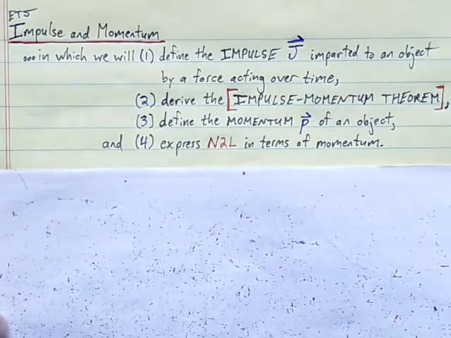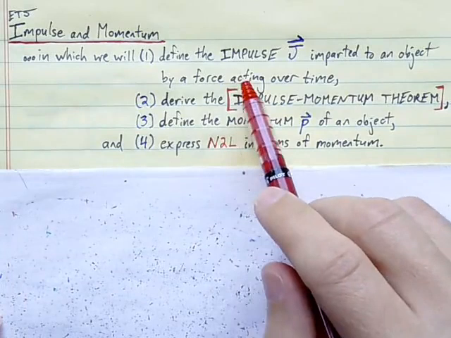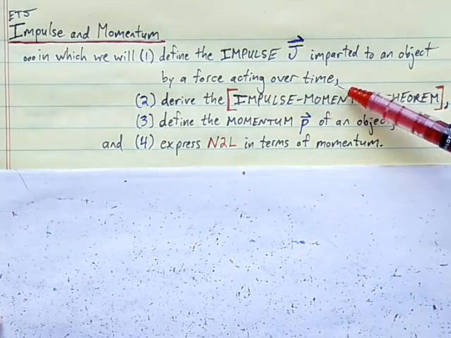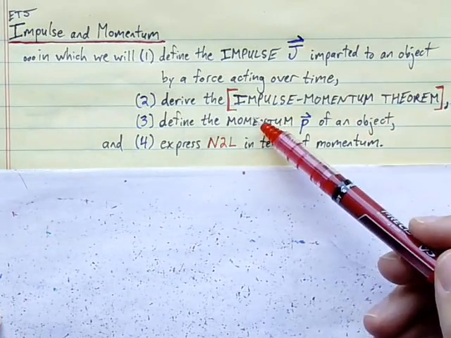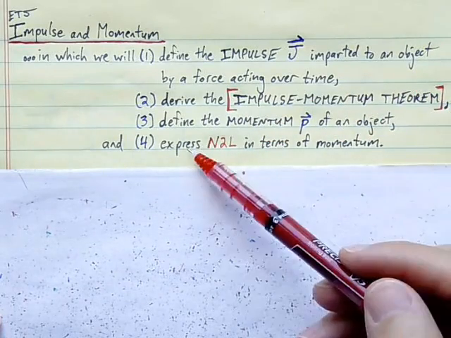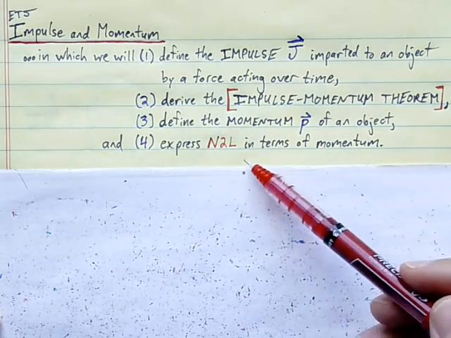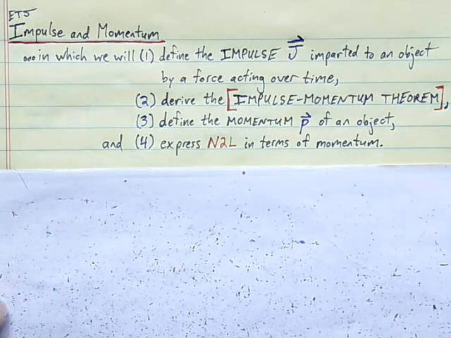Over this set of videos, we will define the impulse imparted to an object by a force acting over time, then derive the impulse momentum theorem, define the momentum of an object, and express Newton's second law in a new way in terms of momentum.